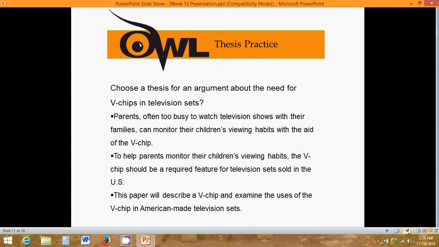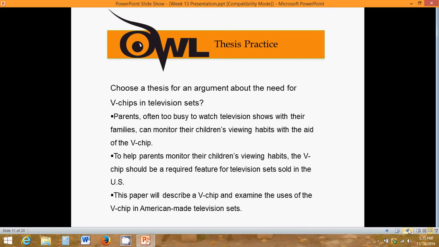So let's look at a few thesis statements, some different options. So the argument is about the need for V-chips in television sets. Okay. So the first one, parents too busy to watch television shows with their families can monitor their children's viewing habits with the aid of a V-chip. Second one, to help parents monitor their children's viewing habits, the V-chip should be a required feature for television sets sold in the U.S. Okay, the third one, this paper will describe a V-chip and examine the uses of V-chip in American-made television sets. So let's talk about each of these.